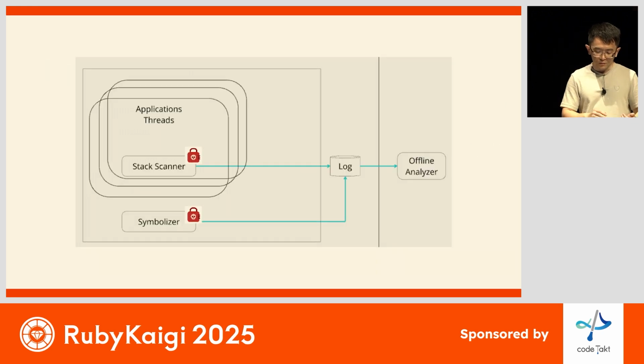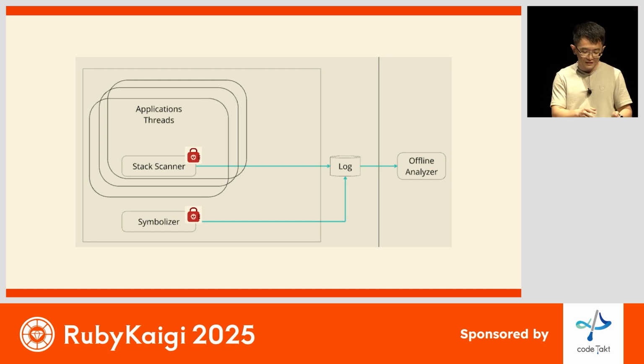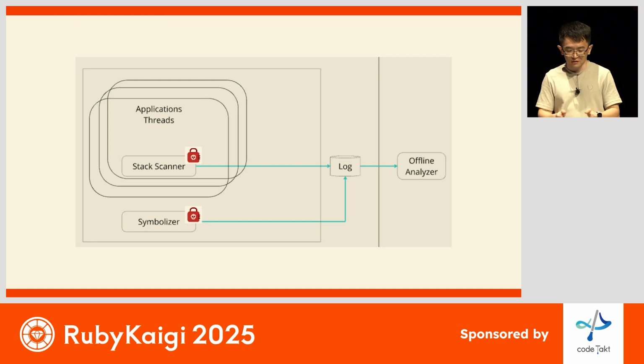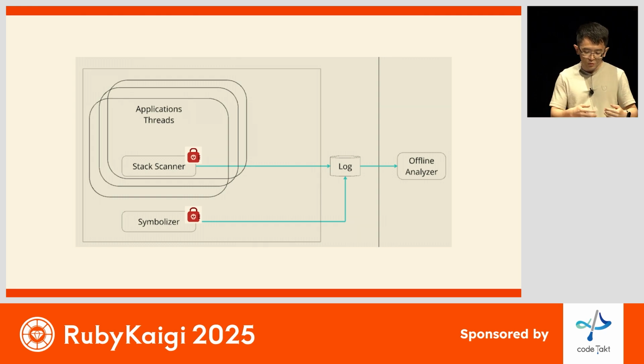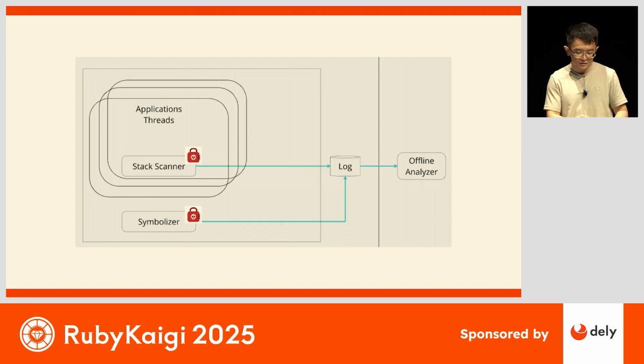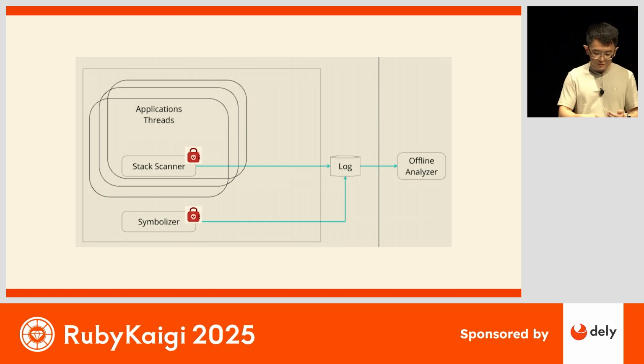Okay, after those two changes, our architecture looks like this. You see the stack scanner and the symbolizer only gather state and log them into a file. And after that, we can perform the analysis when necessary. So that's the offline analyzer. Actually, after those two changes, the stack profiler should have much better performance.